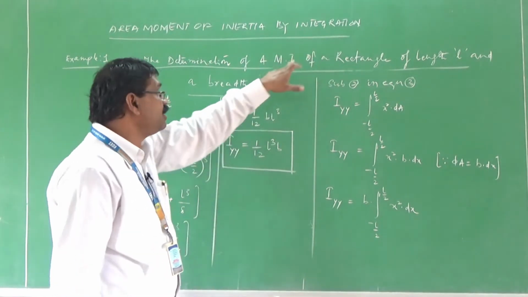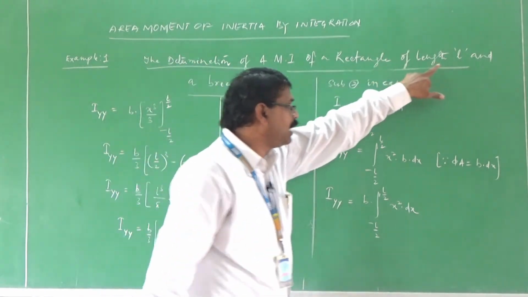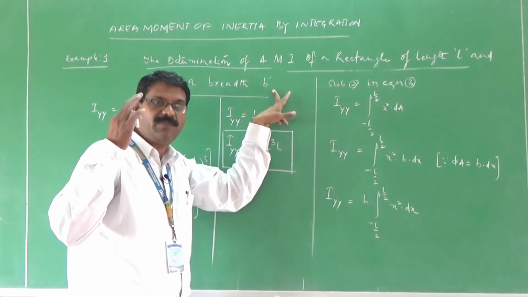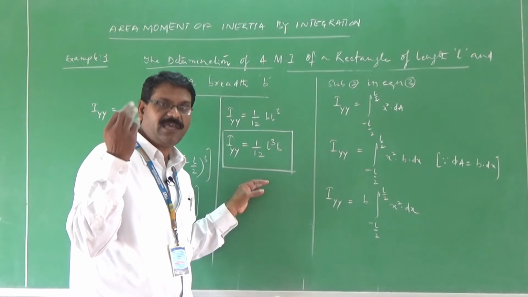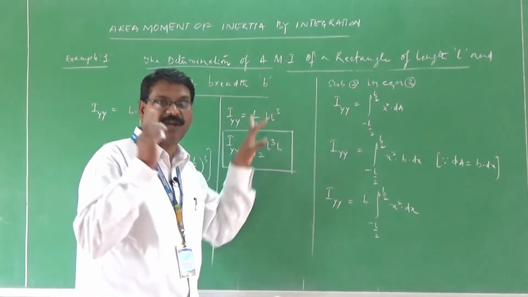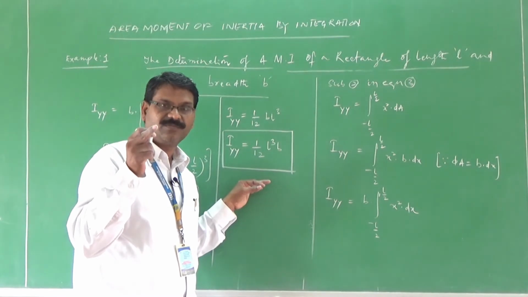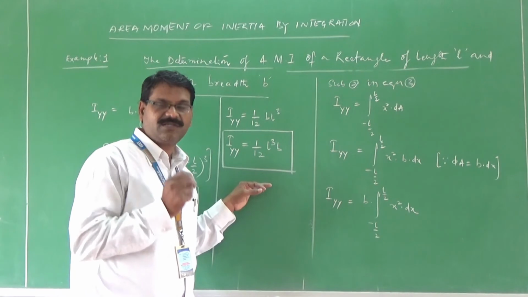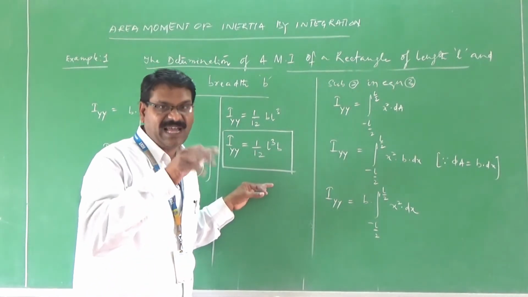As I put the main heading here, the determination of AMI of a rectangle of length L and breadth B, we need to find two important parameters. Let them be denoted by Ixx and Iyy. I gave you very specific names for Ixx and Iyy. Ixx is the area moment of inertia of the rectangle with respect to the x direction, and Iyy is the area moment of inertia of the rectangle with respect to the y axis.